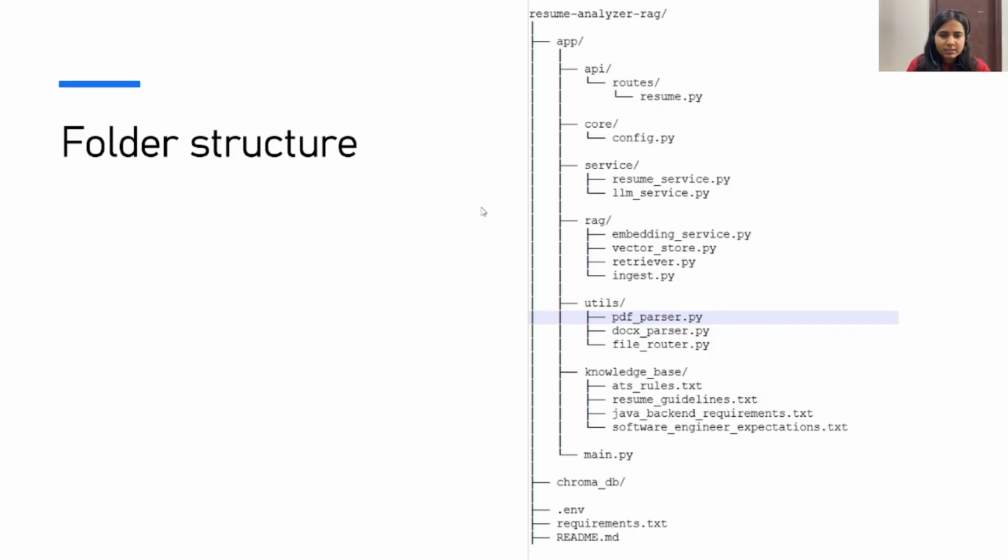So this is a high level architecture, and when we implement it, at that point maybe 1 or 2 extra fields or files will be added. So we'll have one app folder, this is the main folder. Inside that we have APIs, core where the configuration file will be, then services, so we'll have resume service, LLM service, RAG, utils, and knowledge base. We have to create a knowledge base.